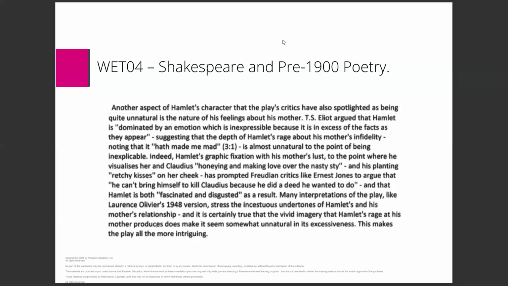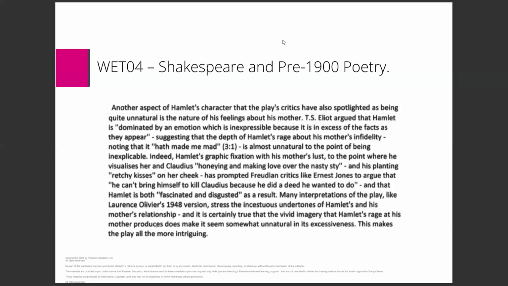readings that they've done. They move on to look at performance. "Many interpretations of the play, like Laurence Olivier's 1948 version, stress the incestuous undertones of Hamlet's and his mother's relationship. And it's certainly true that the vivid imagery and his rage at his mother produces does make it somewhat unnatural in its excessiveness. And this makes the play all the more intriguing."